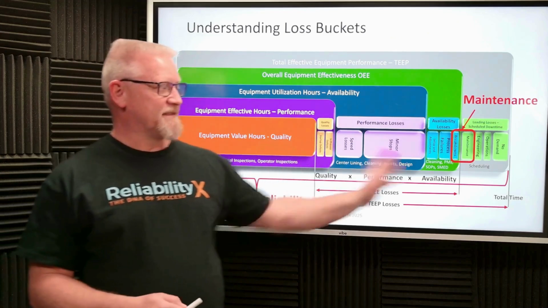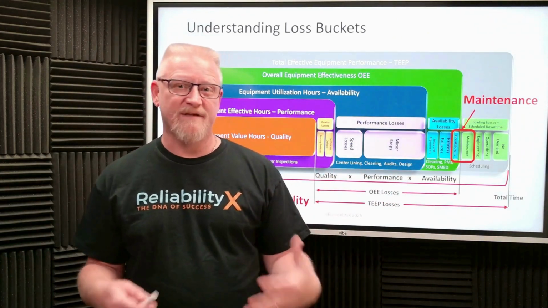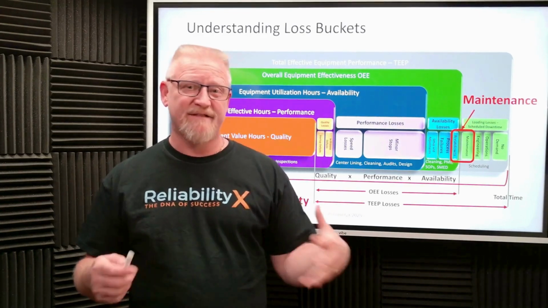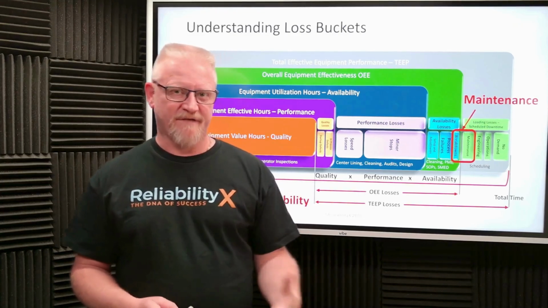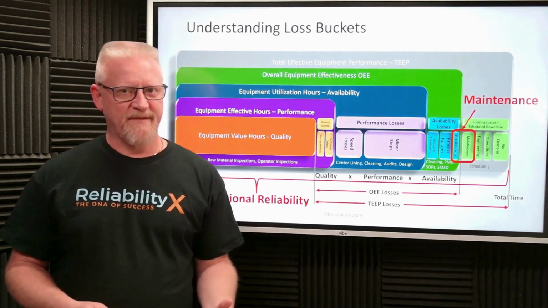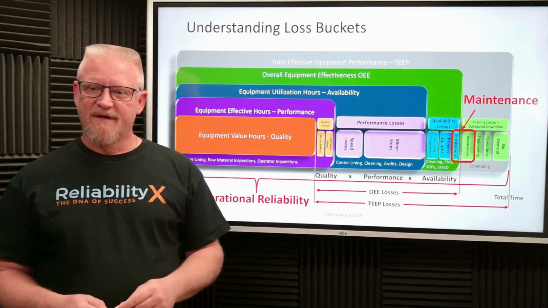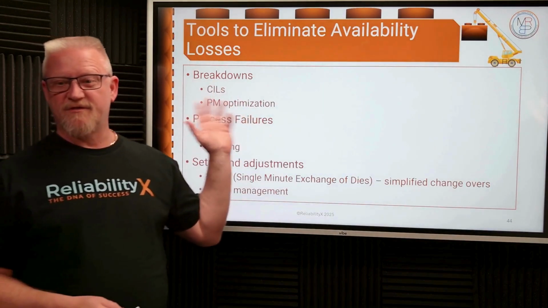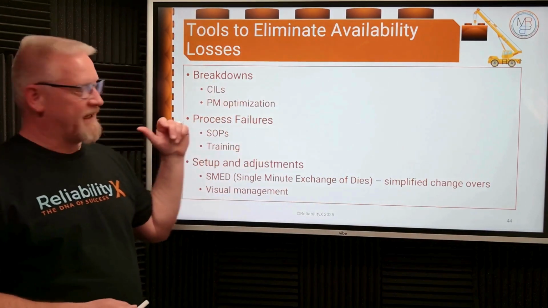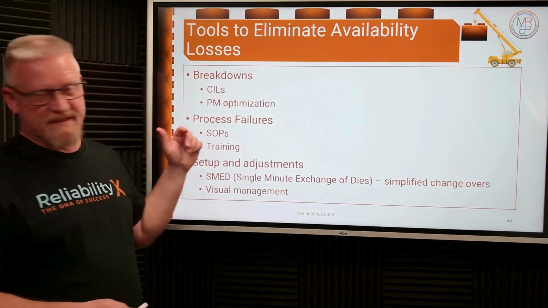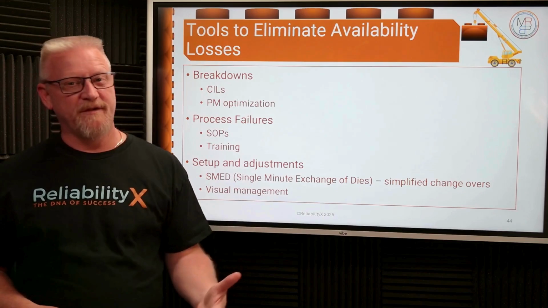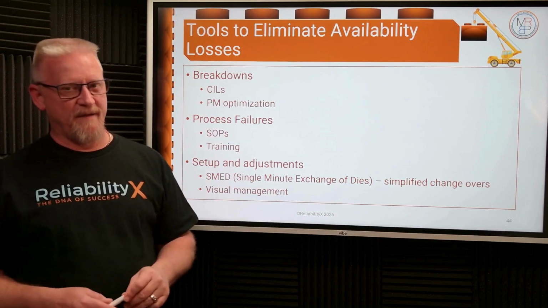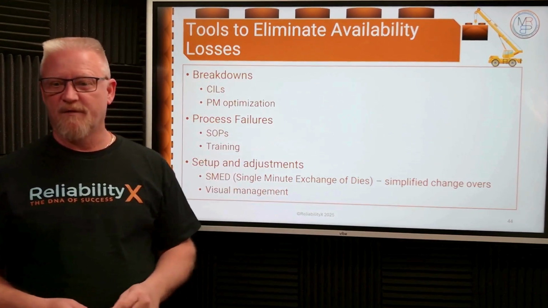These losses are of various types. The reason we bucket minor stops and breakdowns into these buckets is because different tools are used to eliminate different losses. And so when we go through the various things, for breakdowns, we want to make sure that we're doing our clean, inspect, and lubricates, or PM optimizations. If we're having process failures, it's usually procedurally related. So we've got to make sure we have standard operating procedures and that we train people appropriately.